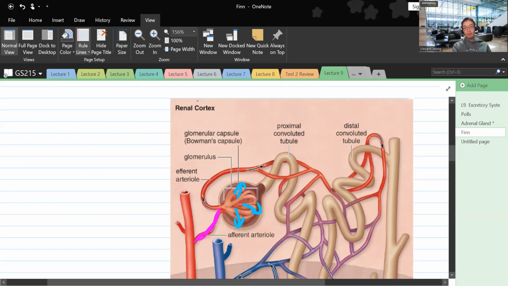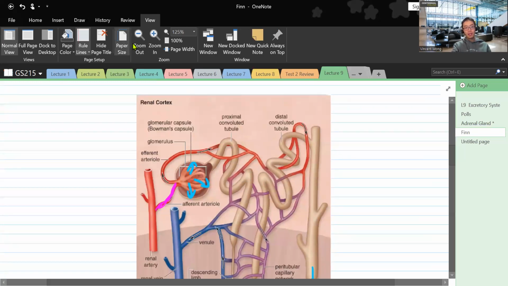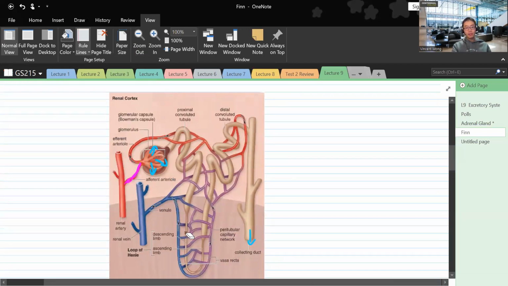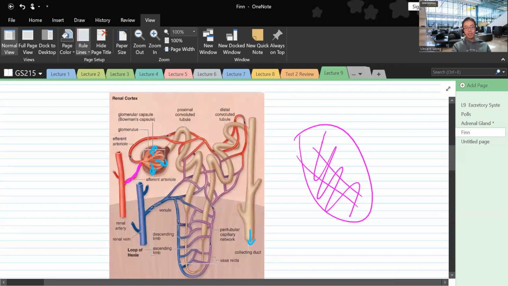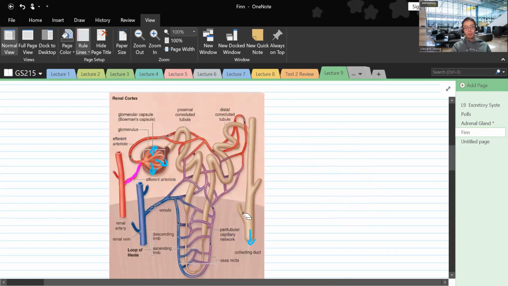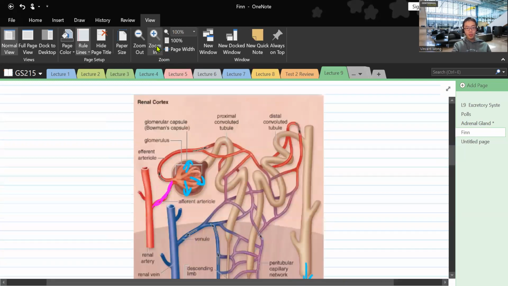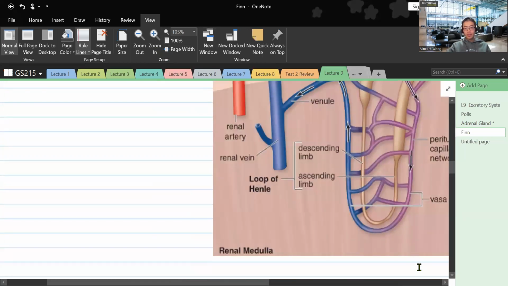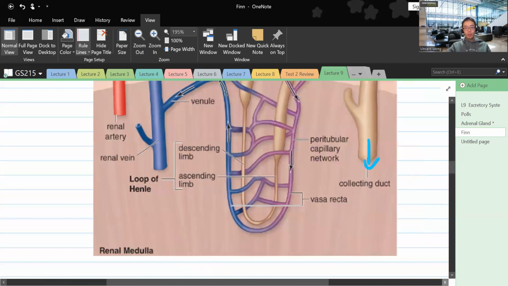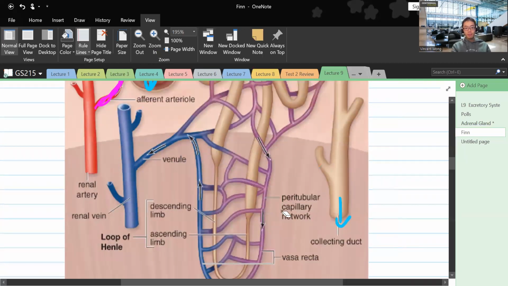And then it will open up into another web of blood vessels, right? I just drew it like that on the previous slide, right? Because it's hard to draw this. But this whole thing is called the peritubular. Let me zoom in here in case you cannot see it. The peritubular capillary before going back to the kidneys.